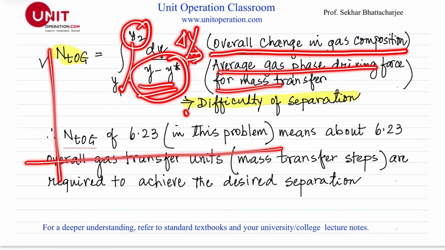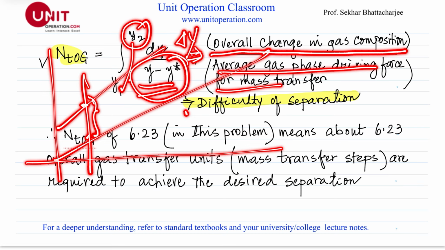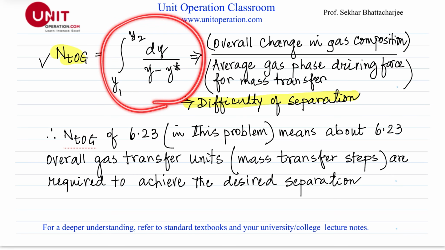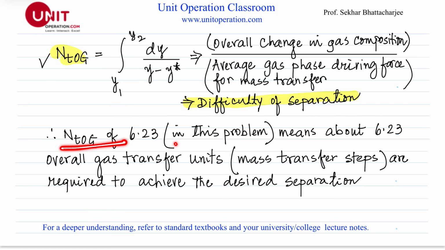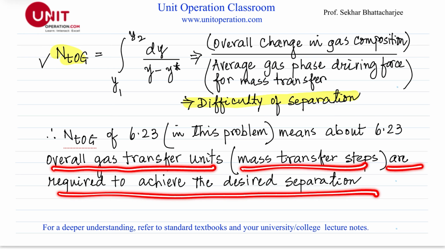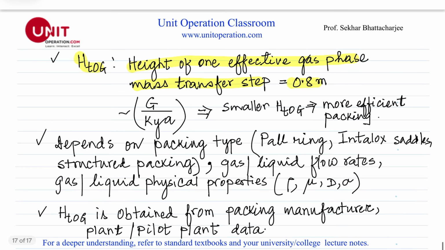Remember, we have shown that if this is the equilibrium line and it is operating at any particular point, the difference between the two is my driving force. This keeps on changing, of course, so I'm just saying average for the sake of an intuitive idea. This gives you a basic idea of the difficulty of separation. NTOG of 6.23 in this problem means about 6.23 overall gas transfer units, or mass transfer steps, are required to achieve the desired separation.